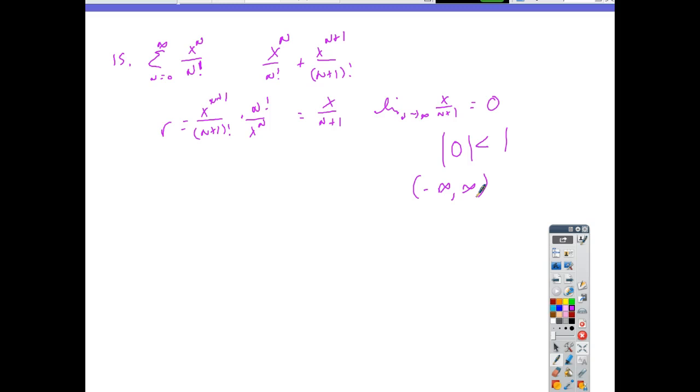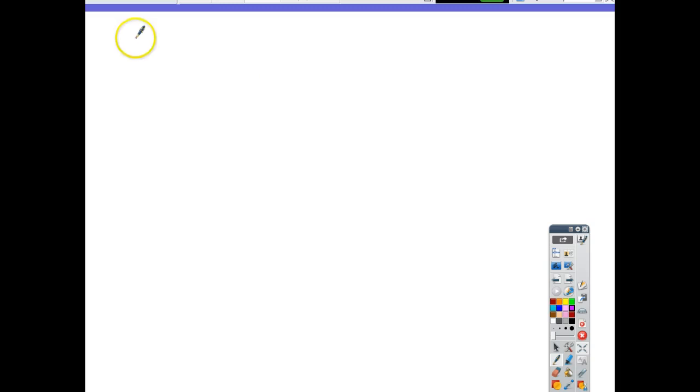Good? Feeling a little bit better? Getting more comfortable with these? All right, let's do a few more. So, sum as n equals 0 to infinity of 17. I've got 2n factorial times x over 2 to the nth.